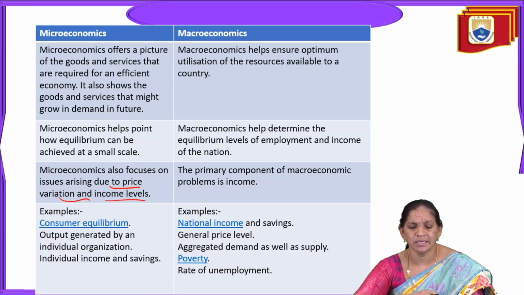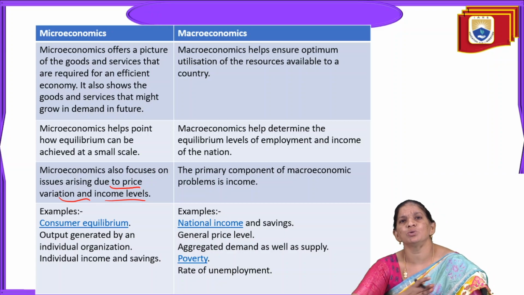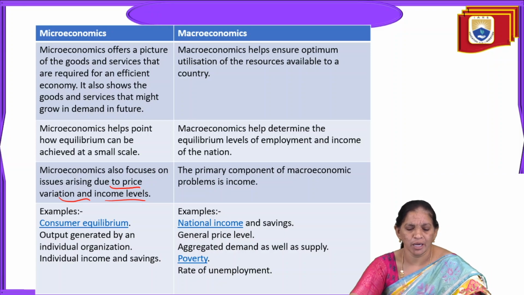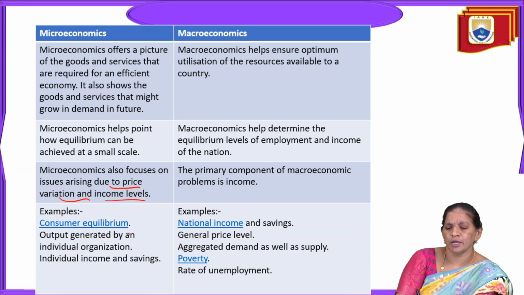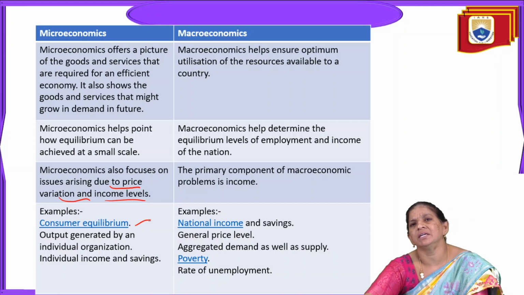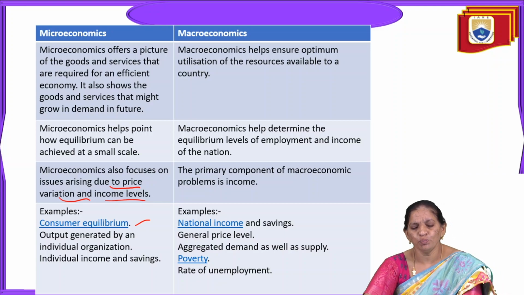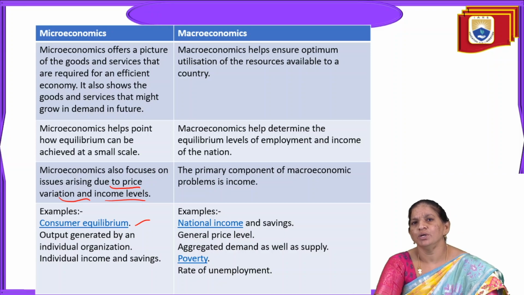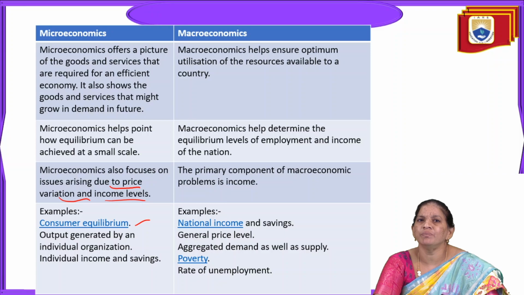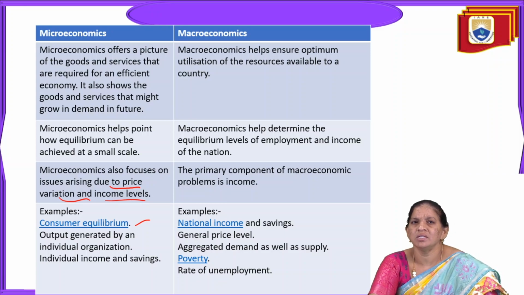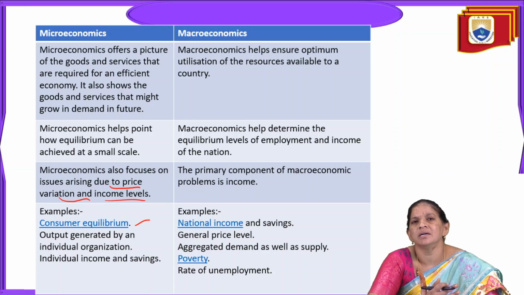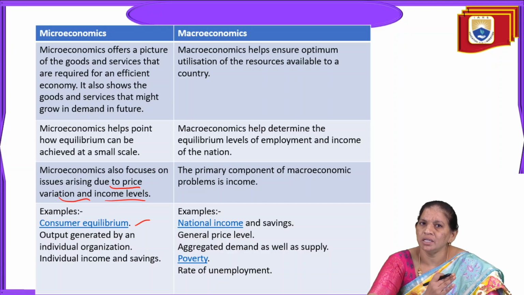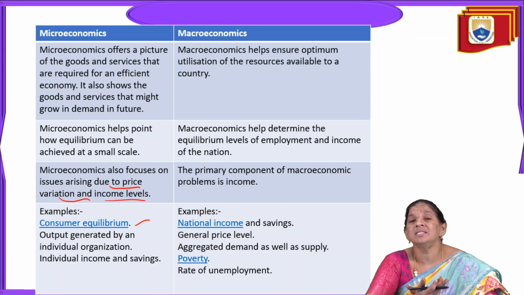Next, for the price level variations under the micro level, examples include consumer equilibrium, where we can say the output is generated by the individual's income and savings. So when does a consumer reach equilibrium? When his income has reached the target, that means he is self-sufficient, his day to day requirements are met, and he has some money saved.